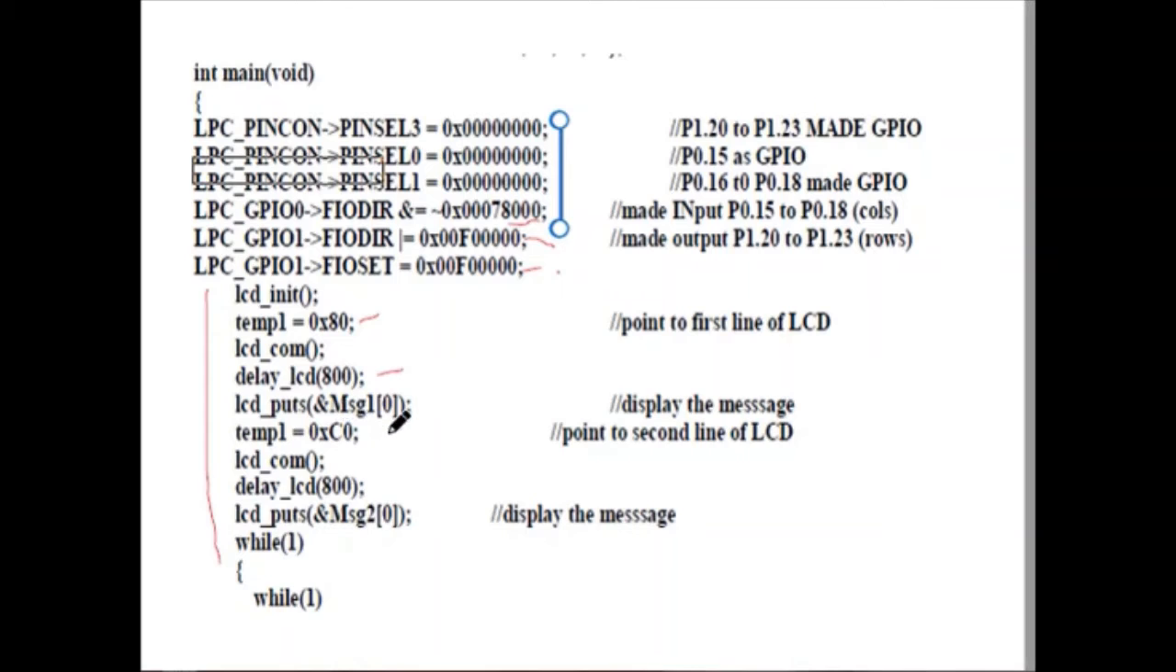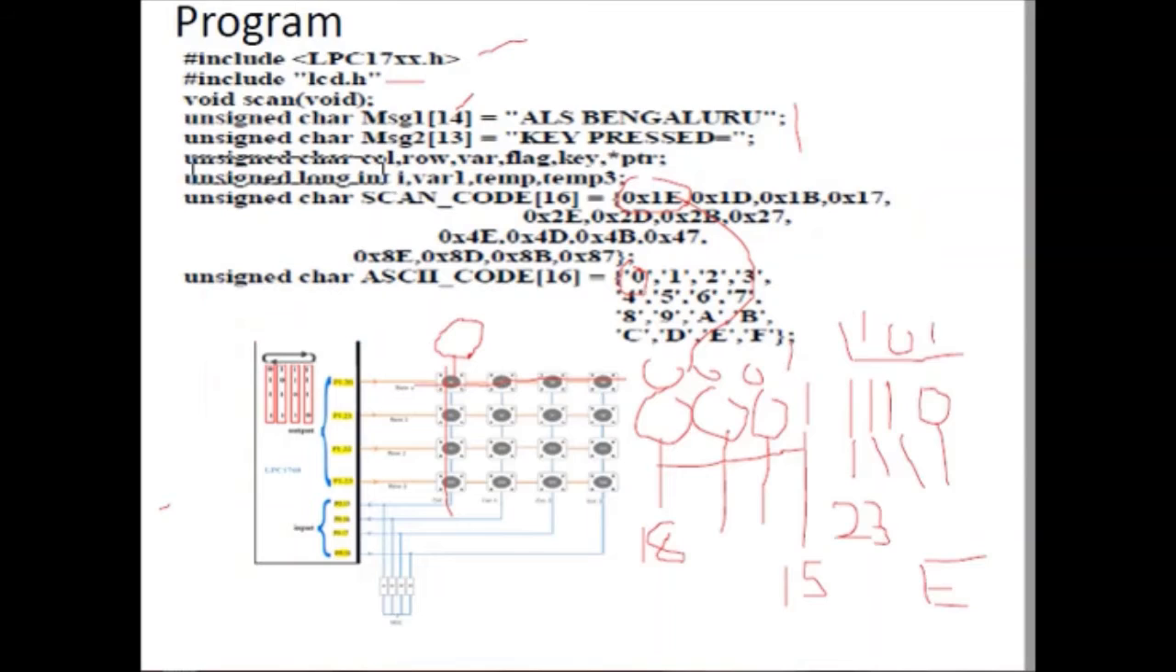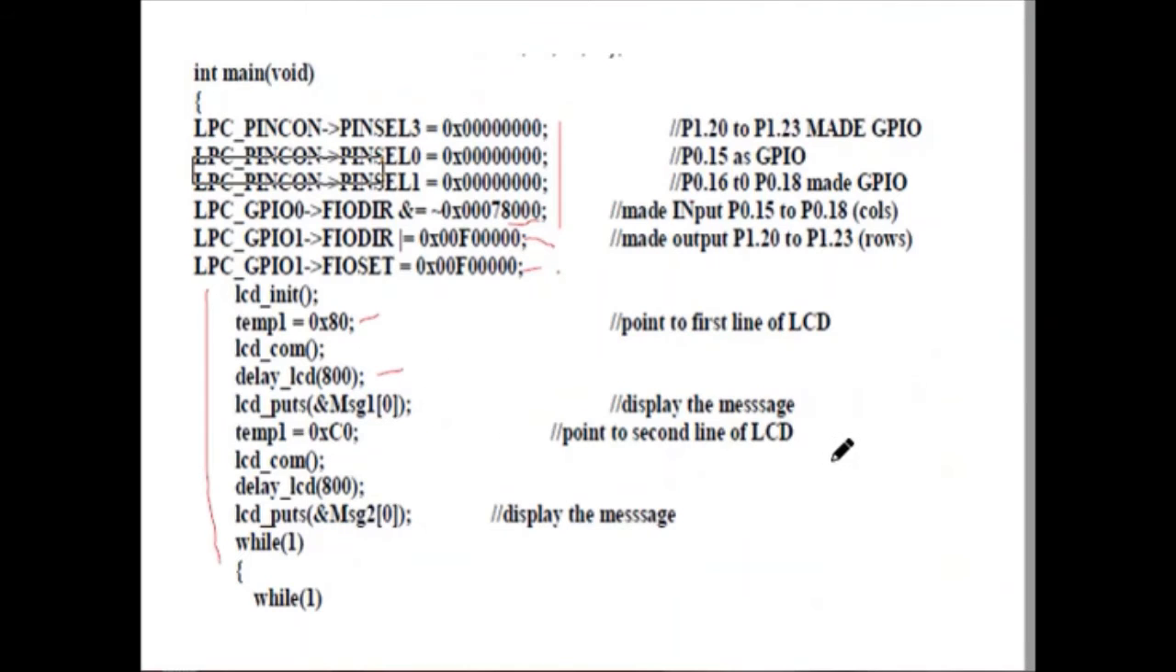So which string are we using? Message 1 of 0. So message 1 of 0 is nothing but this one. This is the 0th character A, then the first one, second, like that, up to the 14th character. So that will be displayed.